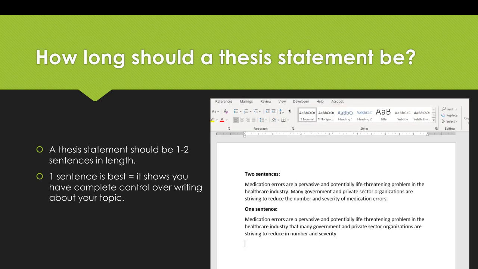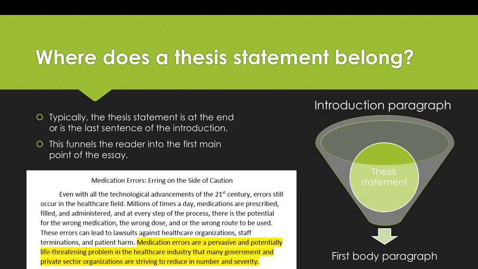So how long should a thesis statement be? It should be 1 to 2 sentences in length, and that is usually the number of sentences given in most textbooks. I myself prefer 1 sentence, feeling that that's able to show that you have complete control over writing about your topic if you can summarize it down into 1 sentence.